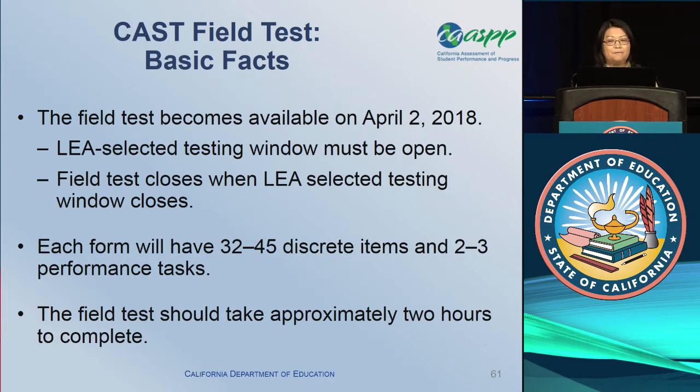Remember that the field test is not only to measure what students know and can do in science, but we also want to foster science education at every grade level. Okay? So in the form, there's about 32 to 45 discrete items and 2 to 3 performance tasks. And last year, it took about an hour in the pilot, right? This year, because we are field testing, it will take approximately 2 hours. And you can test students over multiple days, keeping in mind that the same pause rules apply as with the Smarter Balanced assessments.